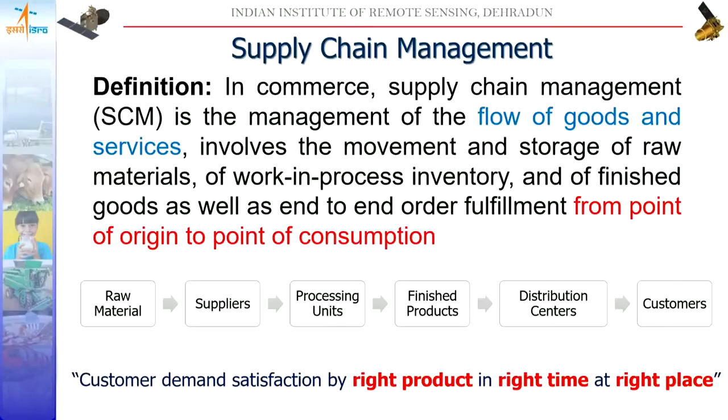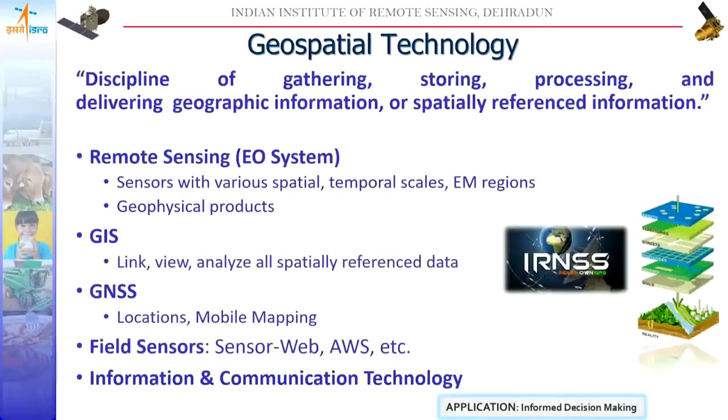But what is the need of this supply chain? The basic need of supply chain is that we have to provide the right product at the right time at the right place. In that case, ultimately you have to make your customer or consumer happy with your services. Only then can you have better business perspectives.